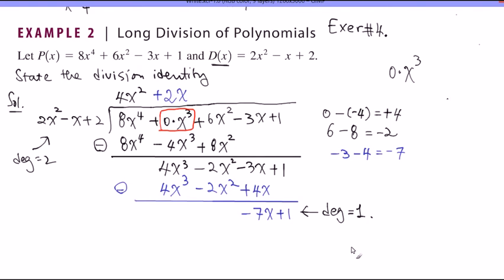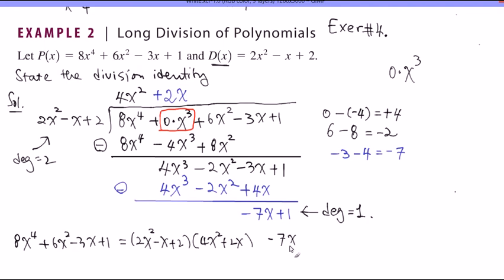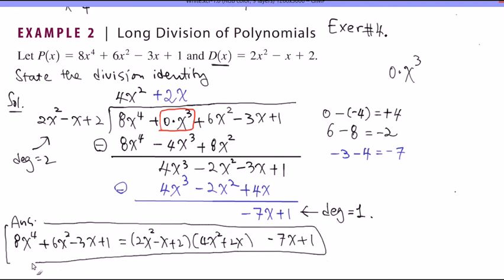But this would be half credit. So what is a full credit answer? It would be the following: 8x to the 4th plus 6x squared minus 3x plus 1 is equal to 2x squared minus x plus 2, times 4x squared plus 2x, plus the remainder negative 7x plus 1. That's our final answer. This is the division identity. Any question?